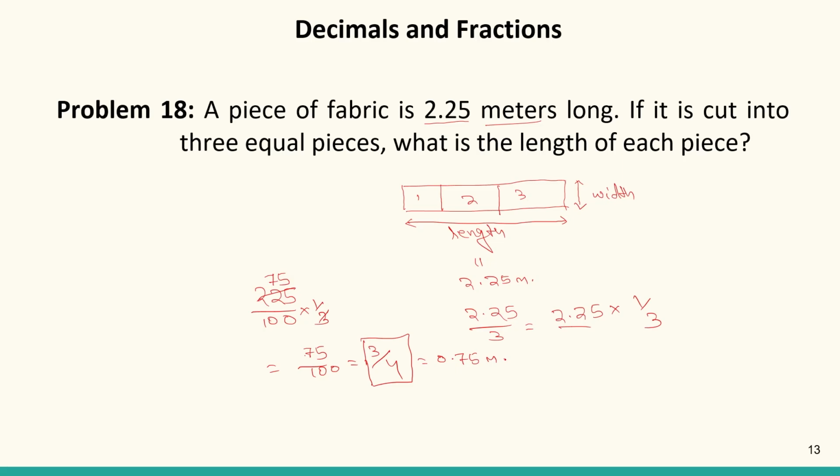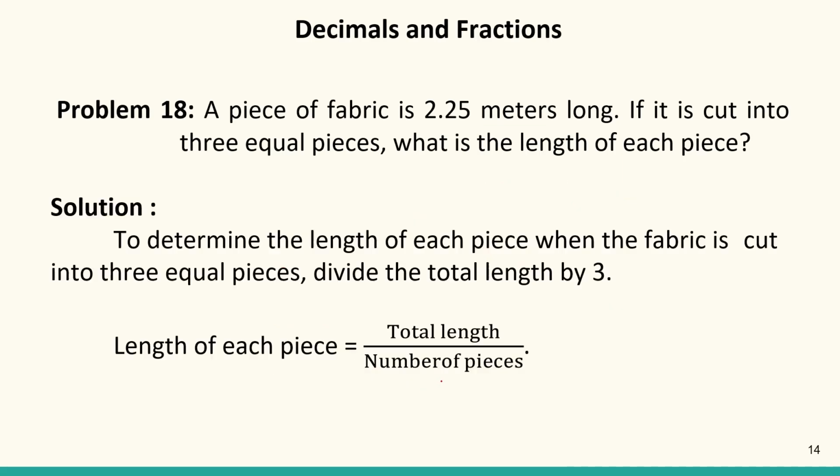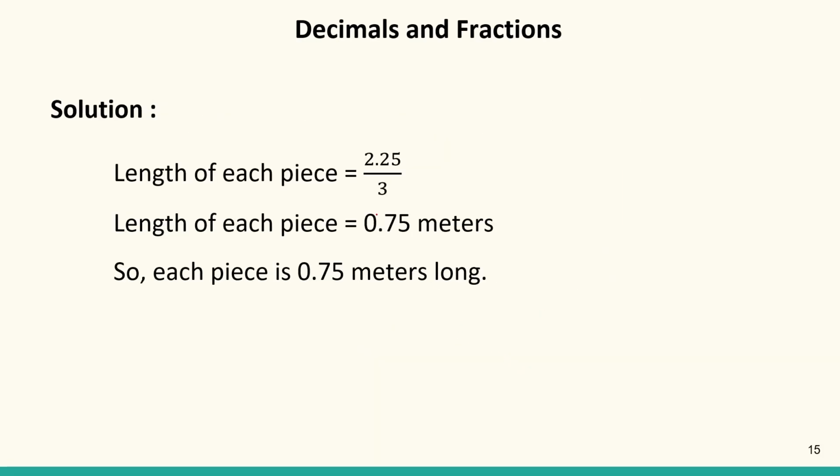So let's check out the answer. This is the final answer: total length by number of pieces. The total length is 2.25 and the number of pieces is 3. So we got it, and 0.75 is the answer.